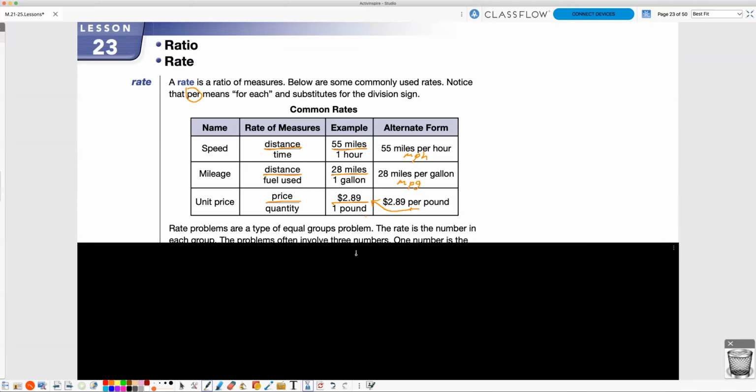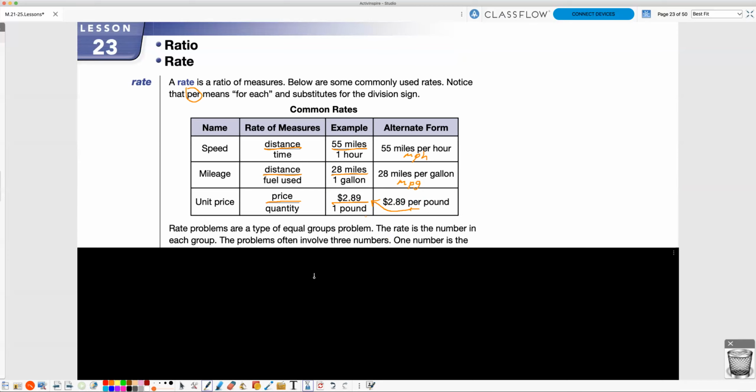Rate problems are a type of equal groups problem. The rate is the number in each group. The problem often refers to, and will involve, three numbers.